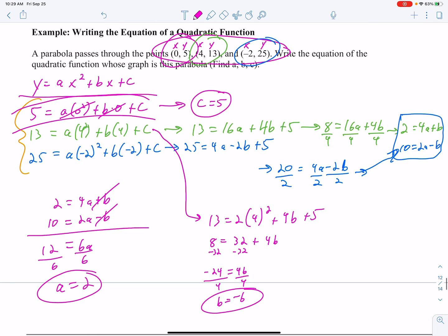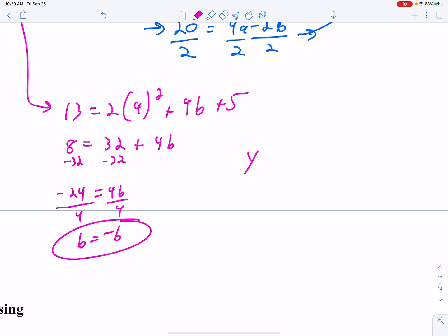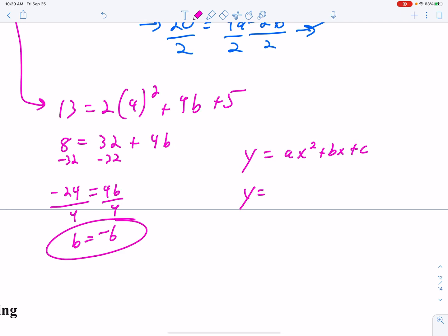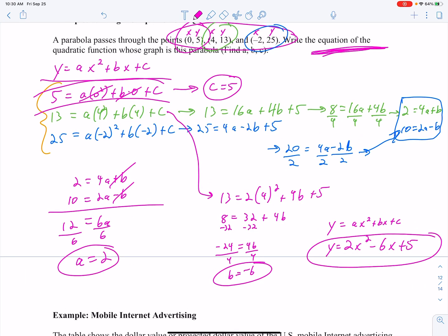But they said write the equation of this quadratic function. So we've got to write out that final answer. So remember, this general form is y equals ax squared plus bx plus c. Well, now we know a, b, and c. So a, where's a? A is 2, plus, well, actually, right, b is negative 6, so minus 6x, and c is 5. And there you go. There's the quadratic that carries those 3 points up at the top.